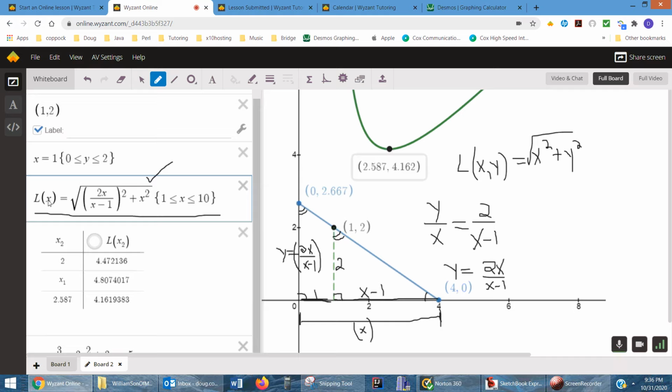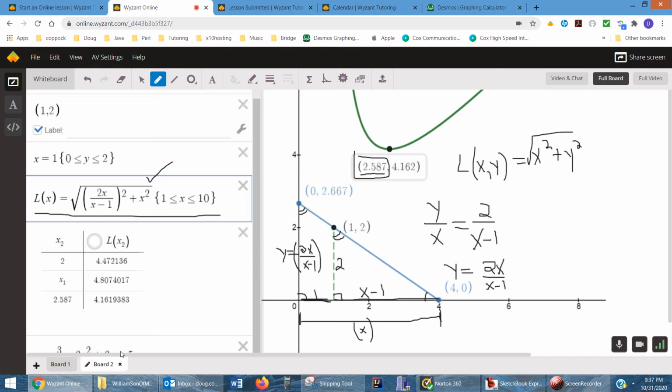It looks like when we graph the length of the hypotenuse function, the minimum value for the length of the hypotenuse occurs at 2.587 to 3 decimal places. So for the graph, you're just supposed to pick a graph, multiple choice. The question is, how do we come up with that 2.587?